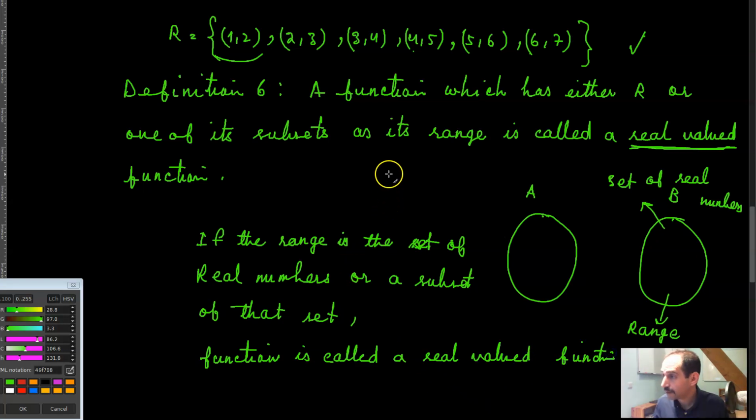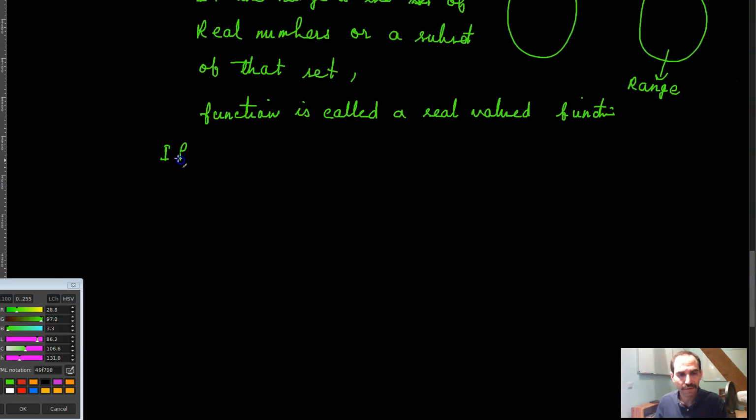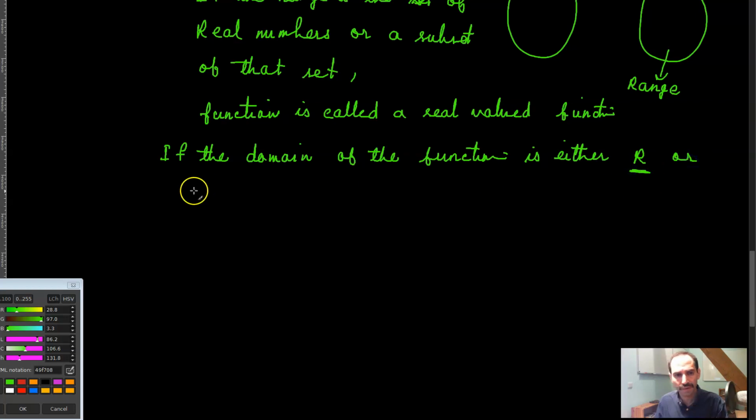Now, on the other hand, if the domain of the function is also either R, the set of real numbers, or a subset of that, it is called a real function.